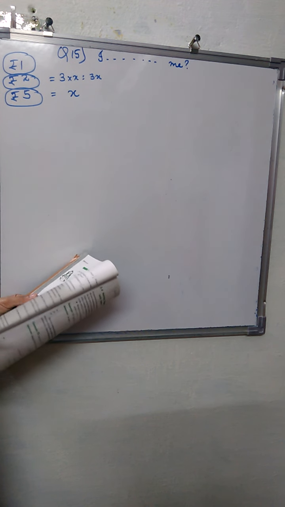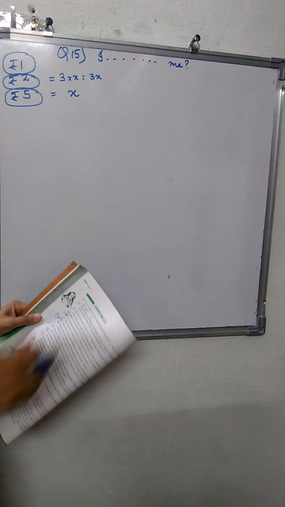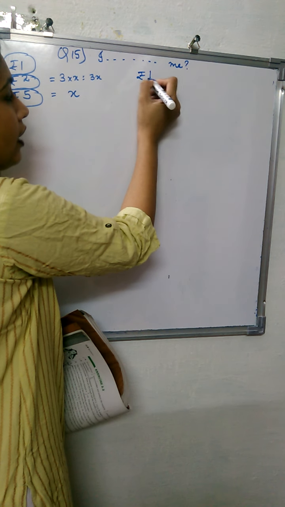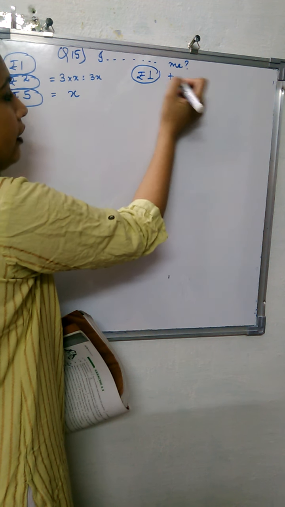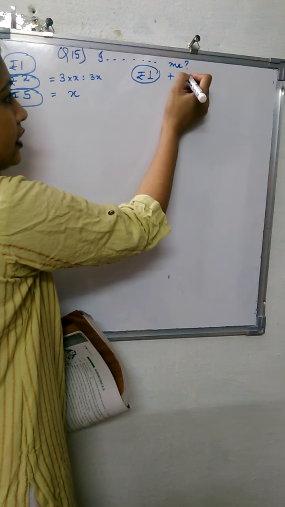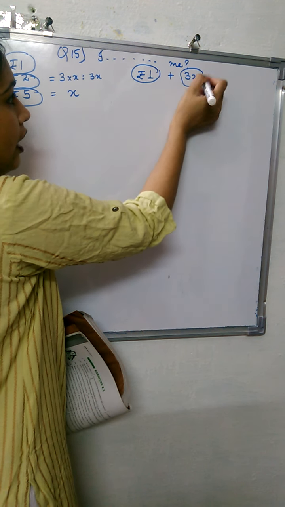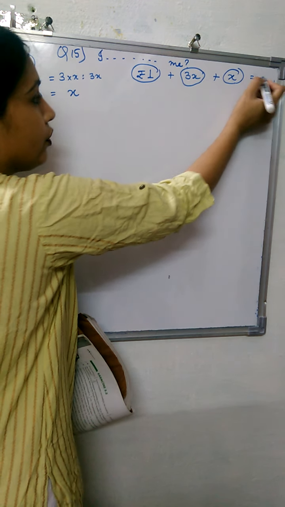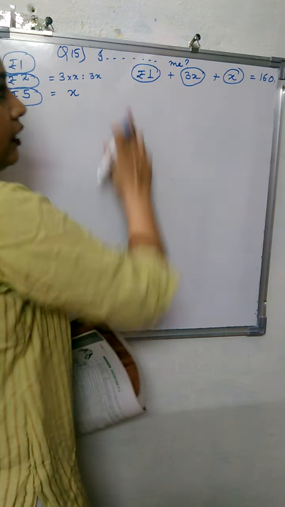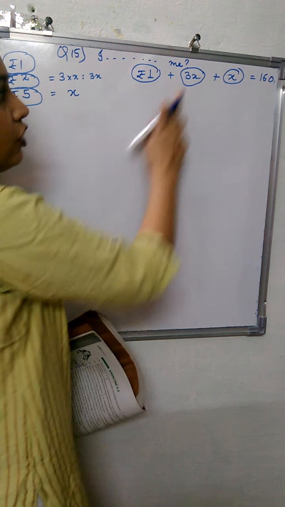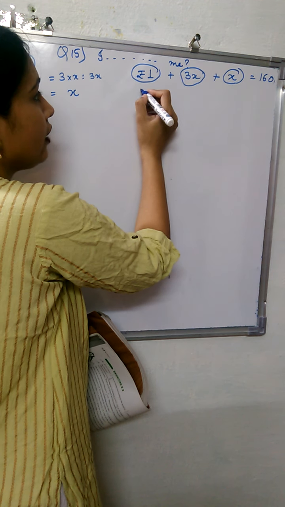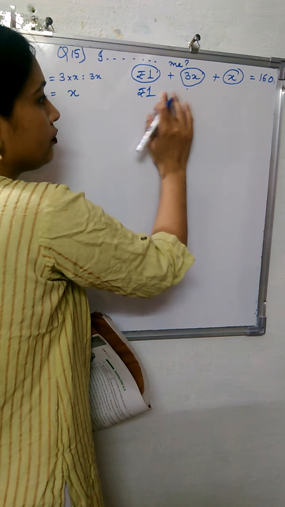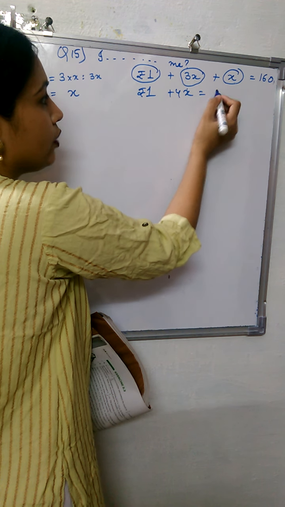The total number of coins is 160. Total number of coins means if you add the rupees 1 coins and the rupees 2 coins, that is 3x, and the rupees 5 coins, that is x, and this also we know. So the total is 160. From here we will find out the number of rupees 1 coins. So 3x plus x gives you 4x, so rupees 1 coins plus 4x is equal to 160.